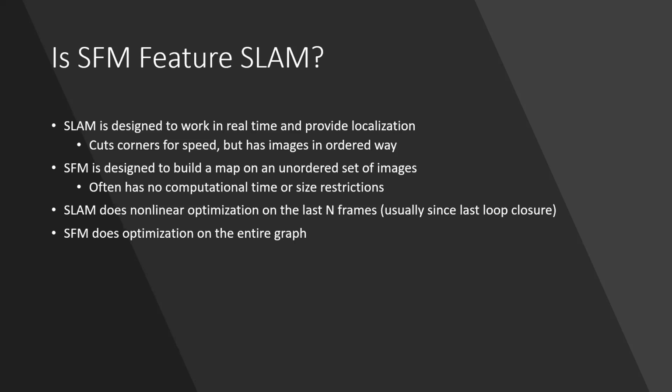But the really important difference is SLAM is doing nonlinear optimization on the last N frames, basically since the last loop closure, where structure from motion does optimization on the entire graph and isn't trying to localize at the same time and can handle a lot more of those multi-perspective views like Brandon was talking about.